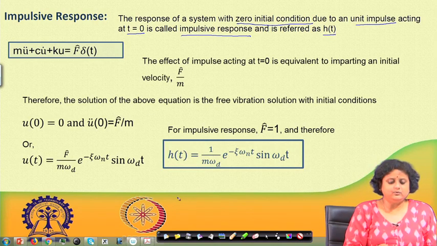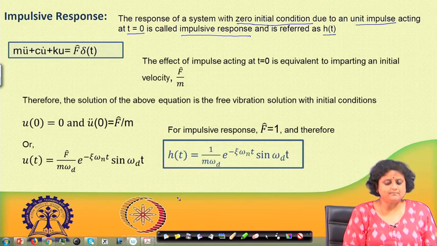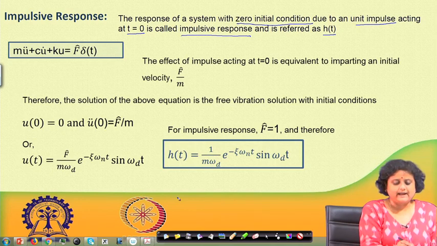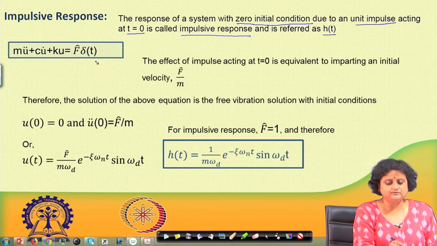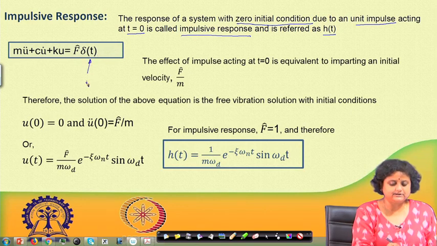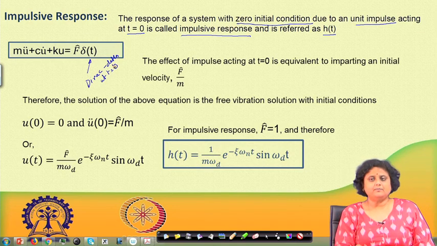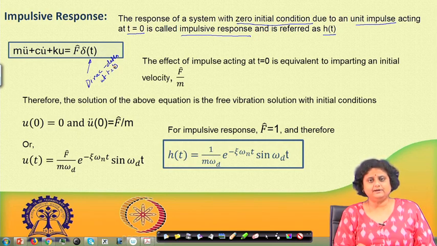Now, if I write the equation of motion of a simple spring mass damper system with an impulse load acting at t equals 0, it can be written in this form. On the right hand side, I have the impulse force, which is nothing but F hat times delta(t), where delta(t) is the Dirac delta function at t equals 0.